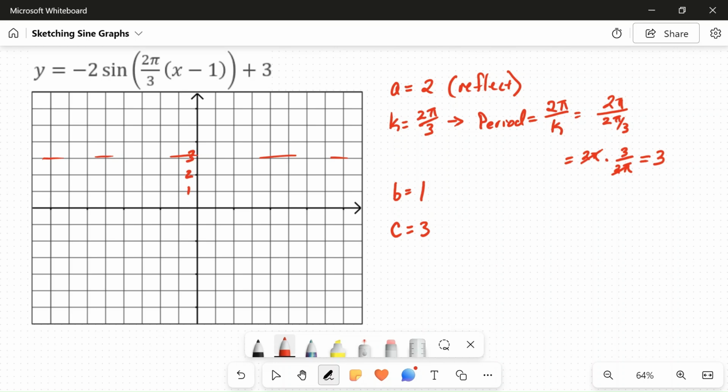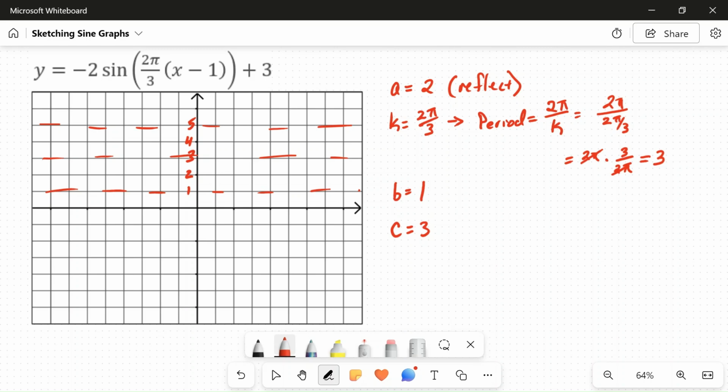And then my amplitude is a 2. So 2 units above 3 would be at a 5. So we have another line here at 5. 2 units below 3 is at a 1. So my graph has to be between 1 and 5. Everything, the whole wave is always between 1 and 5.